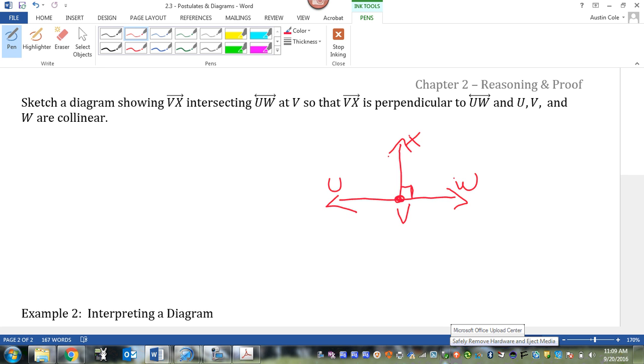Perfect. Thank you. Who agrees with Brayton? I agree. I'll put dots for X, U, H, W. Okay. Who doesn't agree with Brayton? Good, because Brayton's exactly right. You have VX, which is a ray, intersecting UW, which is a line, at V. So that VX is perpendicular. Here's our sign for perpendicular. U, V, and W are collinear. We're good.